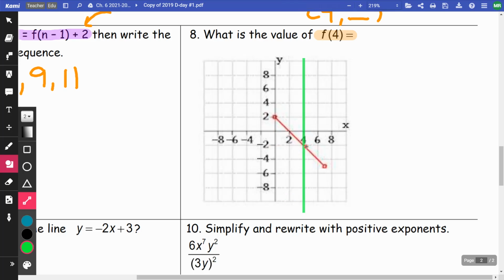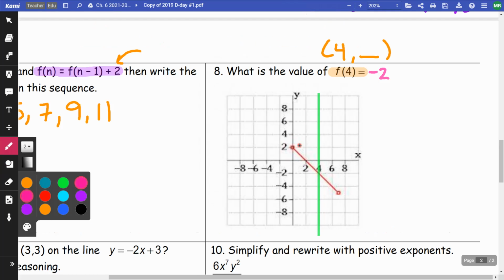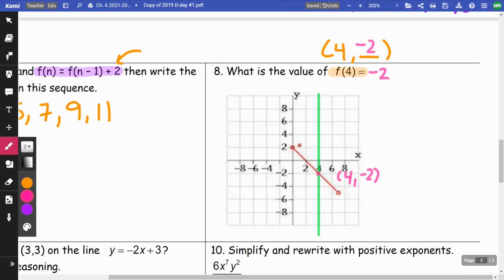That is my answer. Okay, so f of 4 is equal to -2, because really 4 comma -2 is a point on this graph. Right here, that point is 4 comma -2. But my answer is -2.